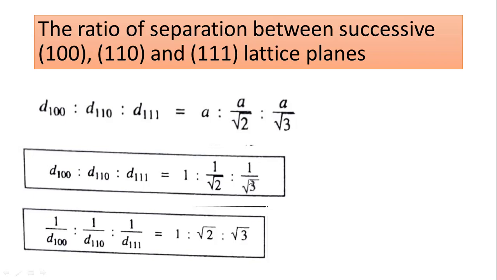And maybe you can just reverse this whole expression to take it into common values. This is also good, and in this way you can also express it, but you have to mention these are the inverses of d100, d110, and d111. When you take 1 over this, 1 over this, 1 over this, this will become the reverse of this one. So this is the interplanar separation between three planes of a cubic system, and the cubic system over here is only the primitive or the simple cubic lattice. So this is all about our lecture today.